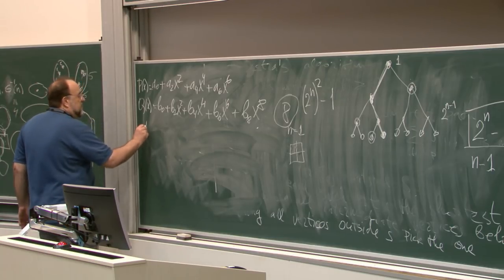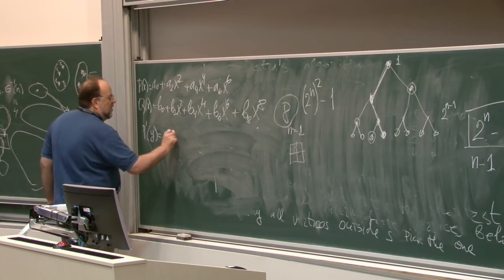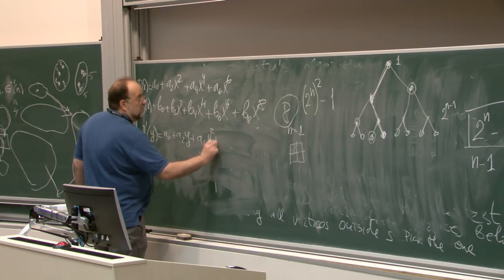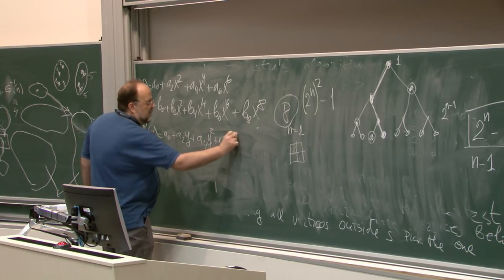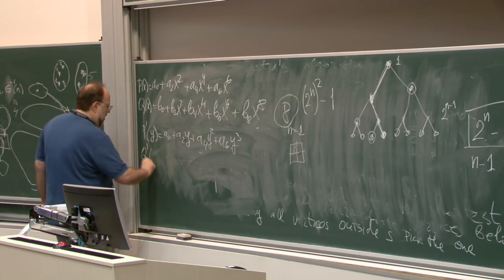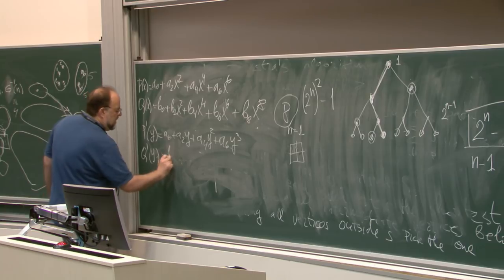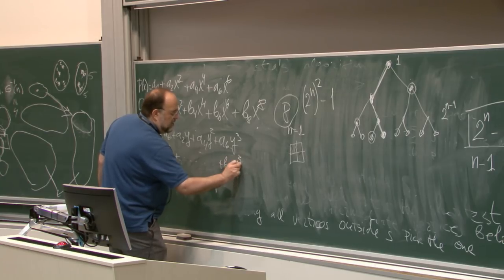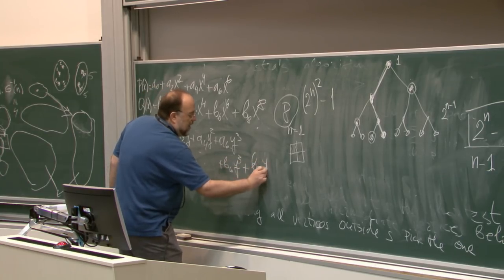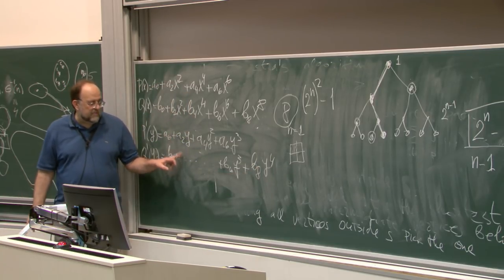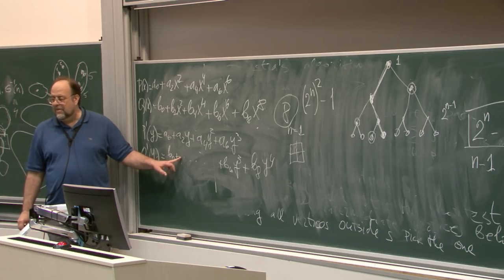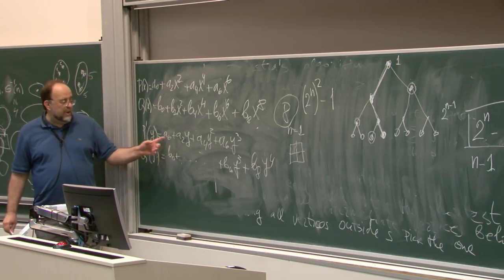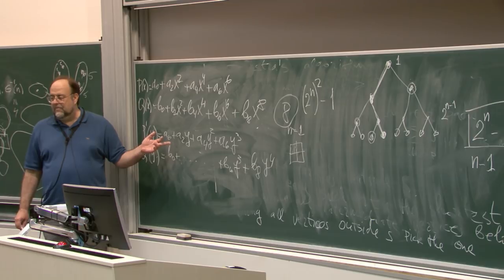So consider p prime of y, which is a0 plus a2y plus a4y squared plus a6y cubed. And then q prime of y will be b0 plus b2y plus b4y squared plus b6y cubed plus b8y to the fourth. How many multiplications do you need to multiply these two guys? Eight multiplications, because you need only 8 values. So you would evaluate these polynomials at which points?